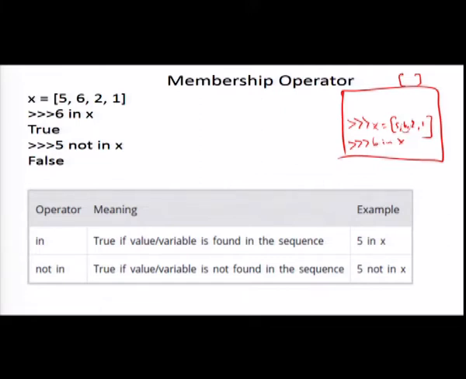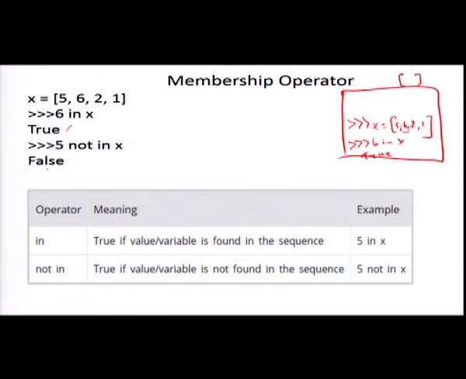Yes, 6 is available. So it will print true. As you could see here, it prints true. If I say 5 not in x, it will check whether 5 is there in x. x is a list which holds the numbers 5, 6, 2, 1. So 5 is there in the list. So if I say 5 not in x, it is false, because it is available.